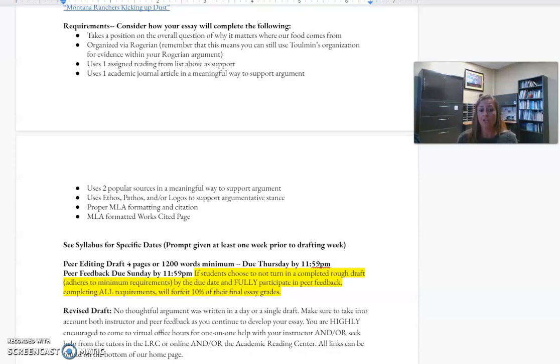How do you use ethos, pathos, logos? How do you use these argumentation strategies that we've been learning in your own writing? Are you using proper MLA? And do you have a works cited page?